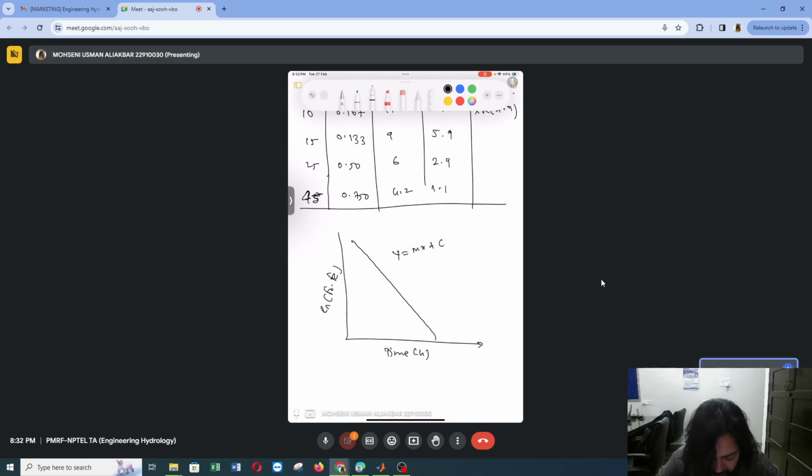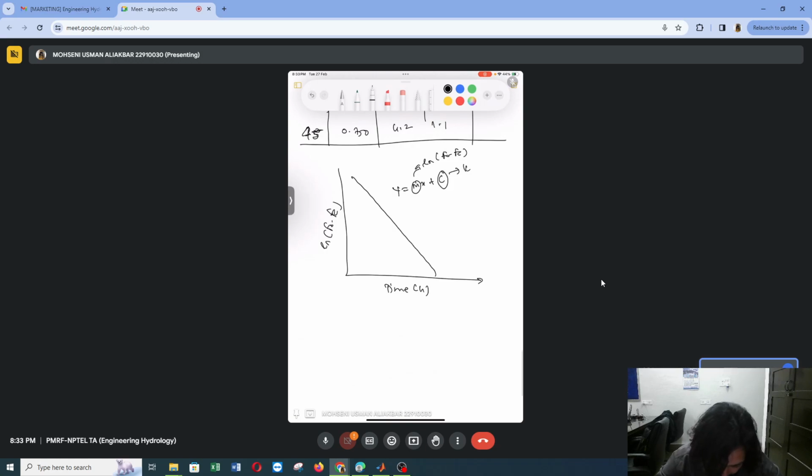which would be y equals mx plus c. If we compare with this equation, we know that m is nothing but the value of k, and c is nothing but the value of natural log of f0 minus fc, right? So using this, we need to calculate the value of infiltration rate, that is ft. So we are going to calculate natural log of f0 minus fc. We'll get some values, and they have asked us to calculate this value.